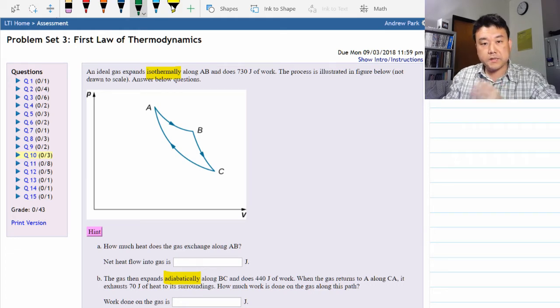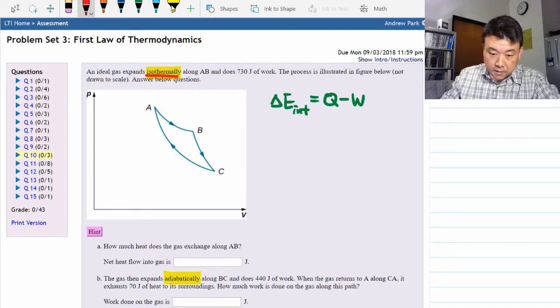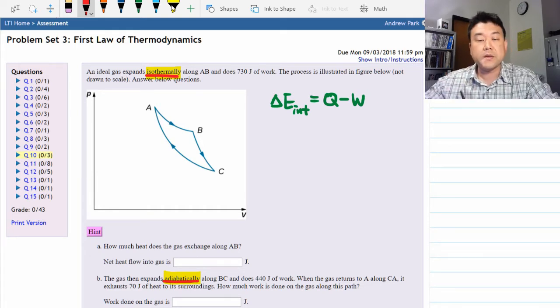This is a first law of thermodynamics problem, so you are going to be using the first law at some point. Let me write it down: change in the internal energy is equal to net heat transfer minus work done by the gas. And this is why the phrases isothermally and adiabatically make this question easy. Each of these two phrases makes one term in the first law of thermodynamics equal to 0.